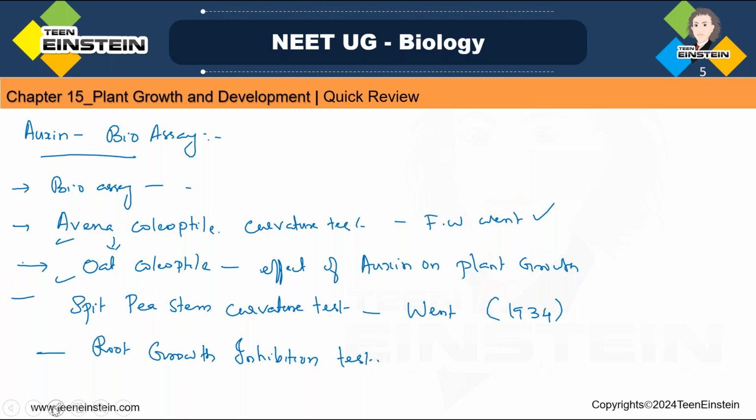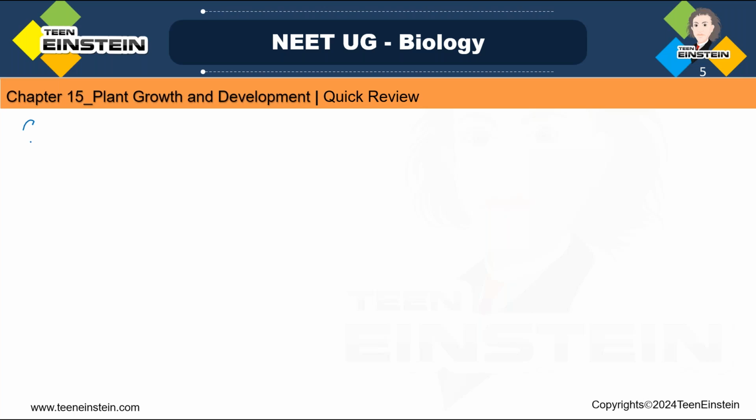Okay, next we are moving to gibberellins. Gibberellins were discovered in Japan in connection with Bakanae disease or foolish seedling of rice, which is caused by the fungus Gibberella fujikuroi.